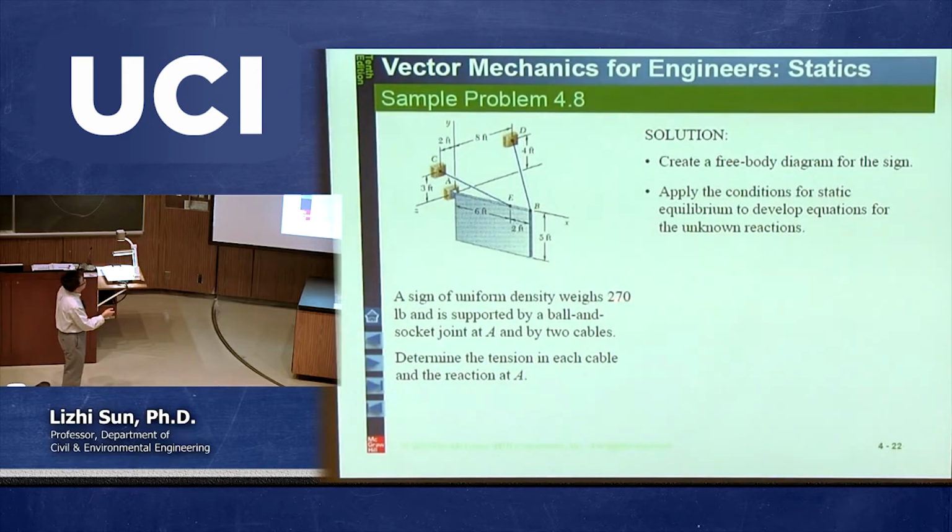The self-weight is 270 pounds, but this time, although we talk about self-weight, it is in terms of pounds. In other words, you don't need to multiply with 9.81. So 270 pounds is the self-weight of this sign of uniform density.